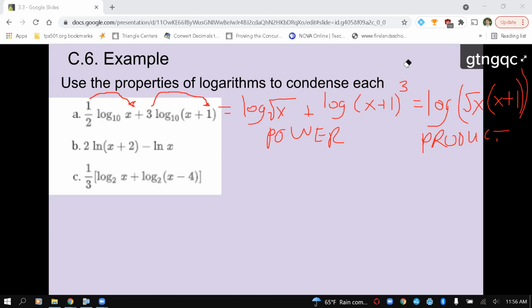Okay, are we okay with this? You do the power rule, and then you can take this addition and make it a product. And then you're done.